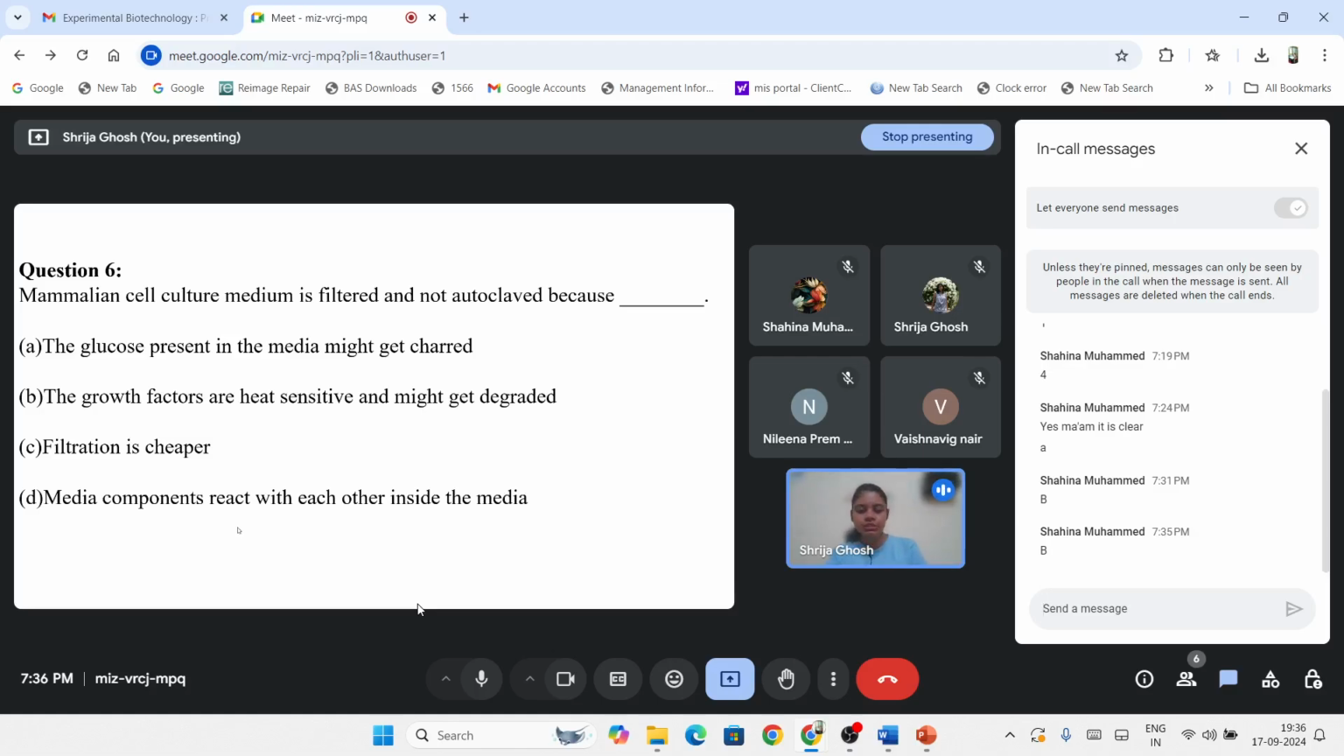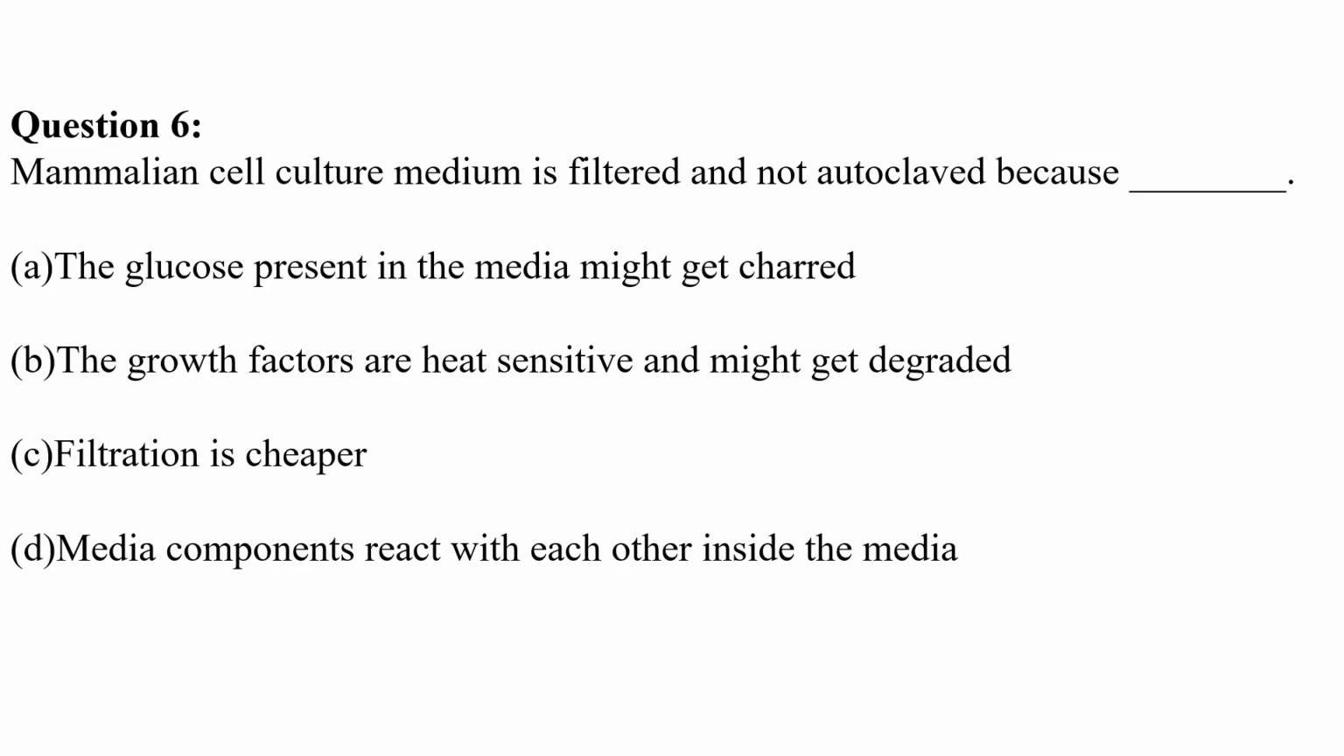So option B, what China has answered, is the correct answer. Growth factors are heat sensitive and might get degraded. So what is the purpose of filtration or autoclaving? First, let's discuss that. So we do these processes to sterilize the medium. So these are processes for sterilization of the medium.